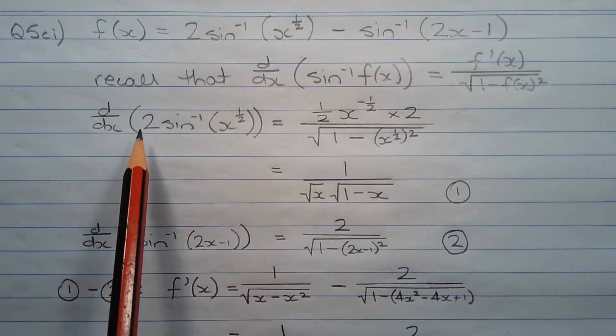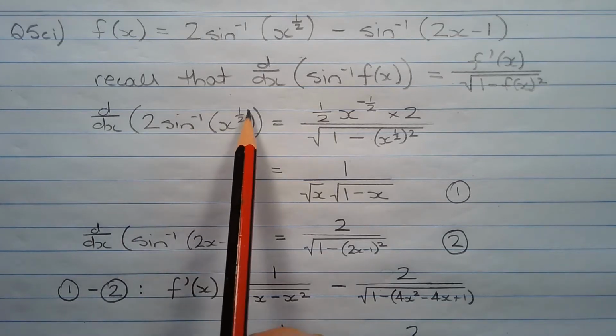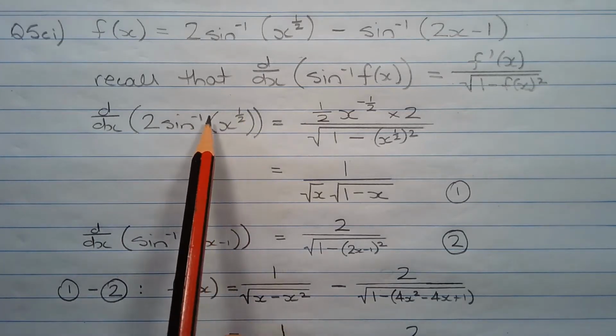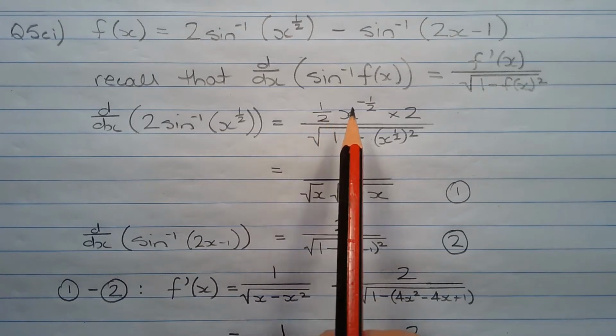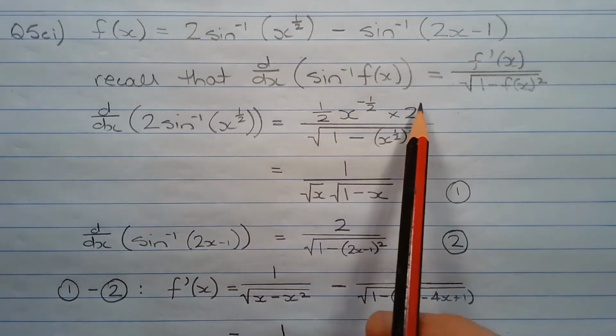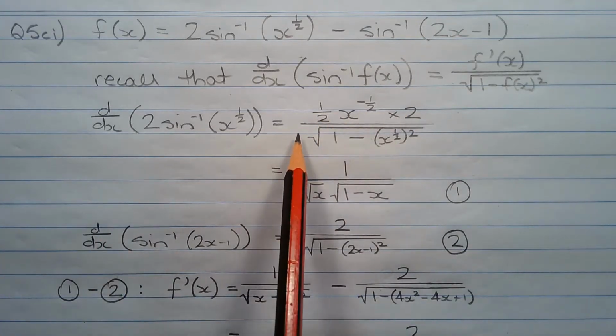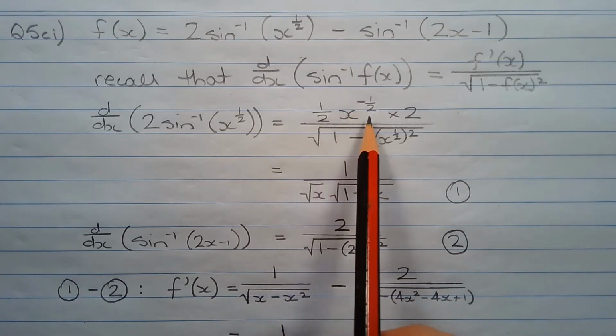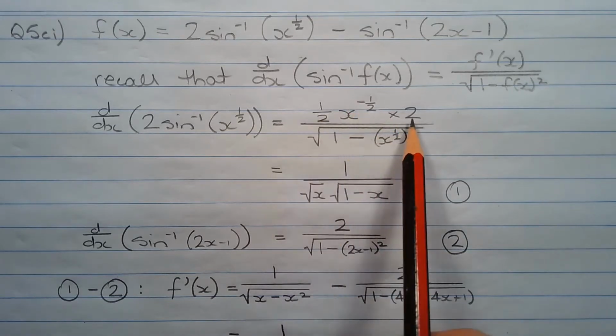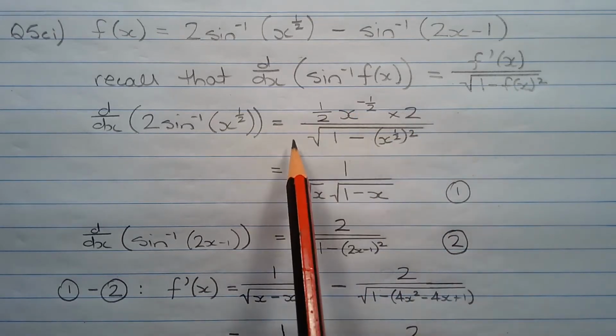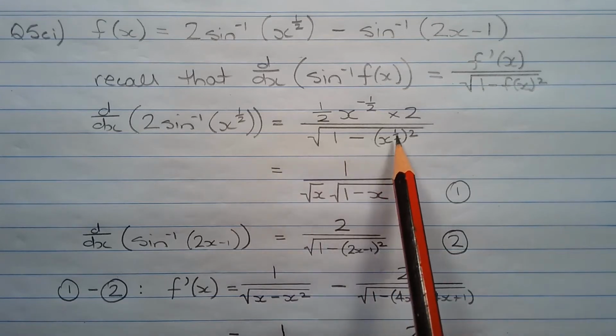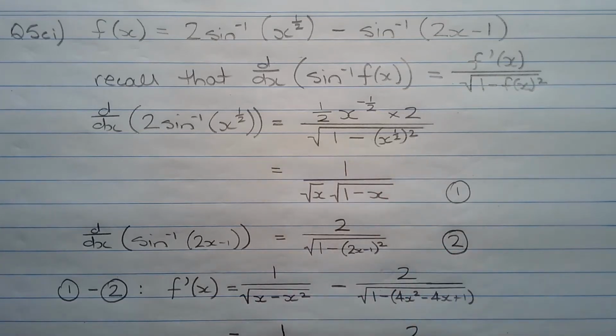So d dx of 2 times inverse sine of x to the power of half is equal to f dash of x times 2. Now this times 2 comes from this 2 here. So that's equal to half times x to the power of negative half times 2. Now this half and this times 2 will cancel, over the square root of 1 minus x to the power of half squared. And that simplifies to 1 over the square root of x times the square root of 1 minus x. We'll call that number 1.